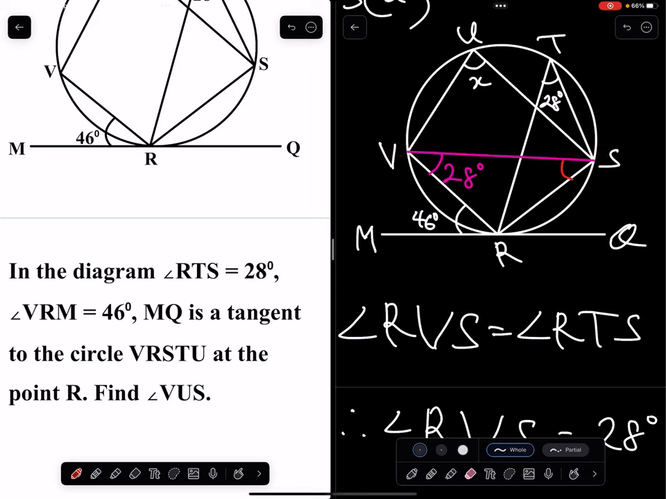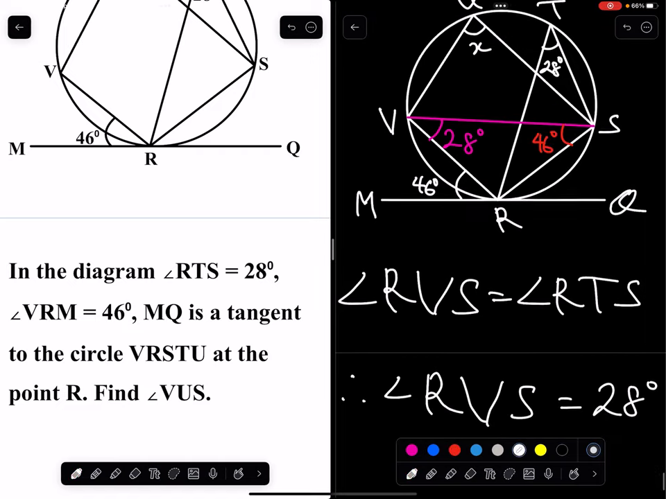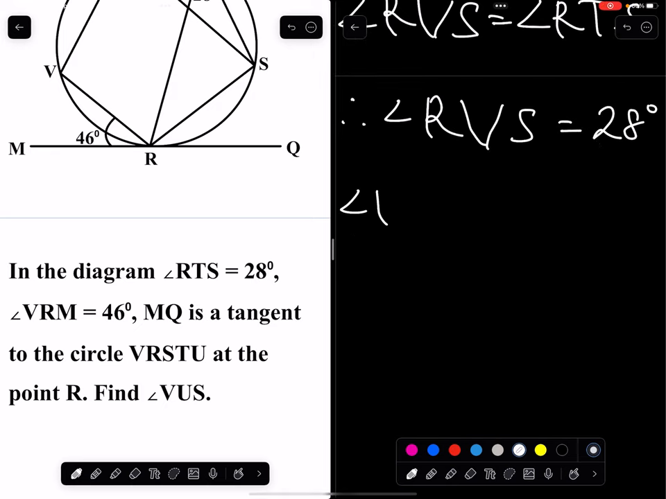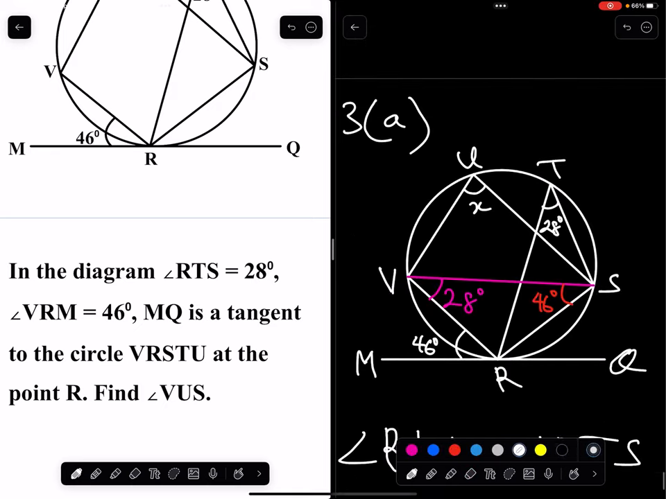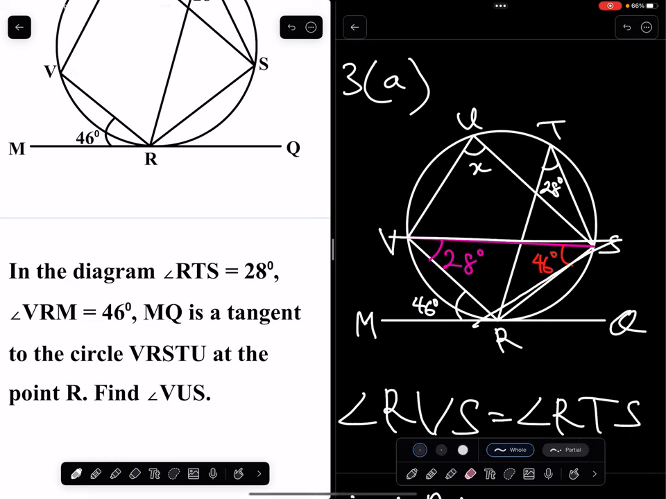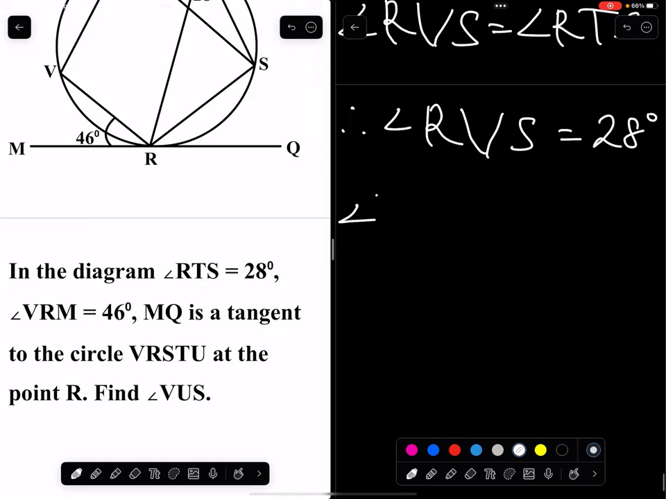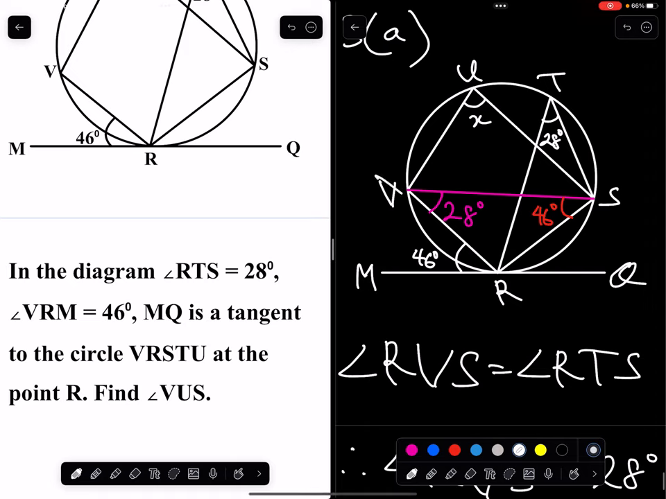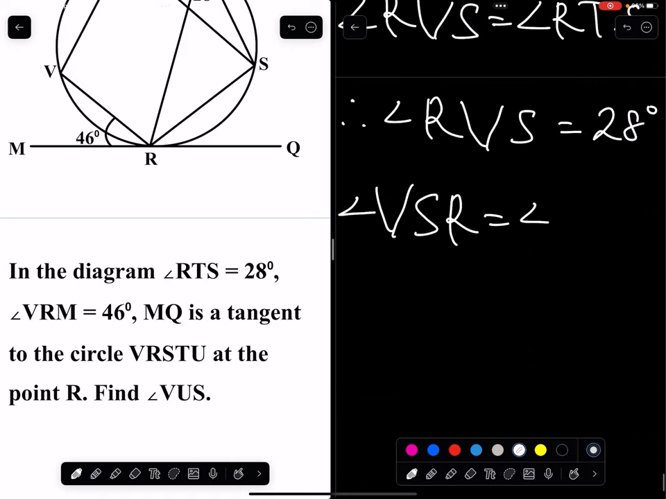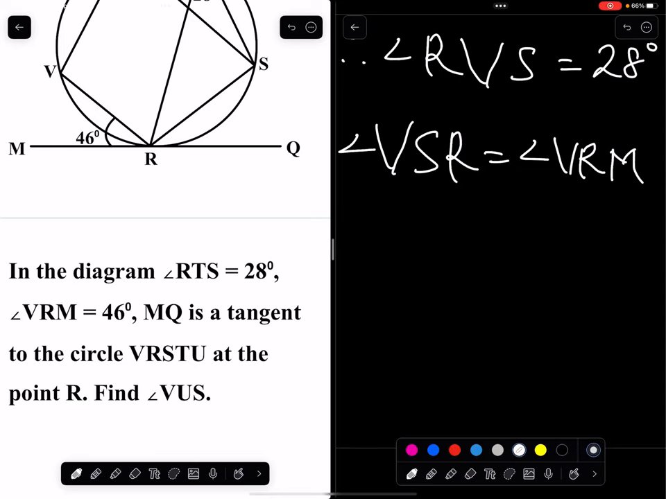So that means this angle is also equal to 46 degrees. Let me write that. Angle VSR is equal to angle VRM, and that therefore means angle VSR equals 46 degrees.